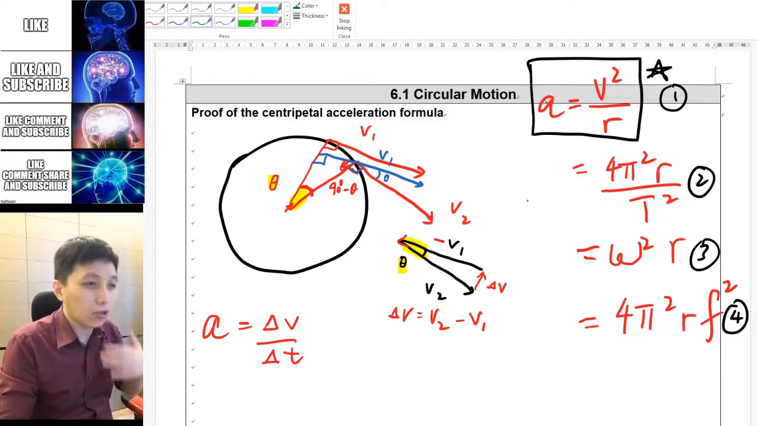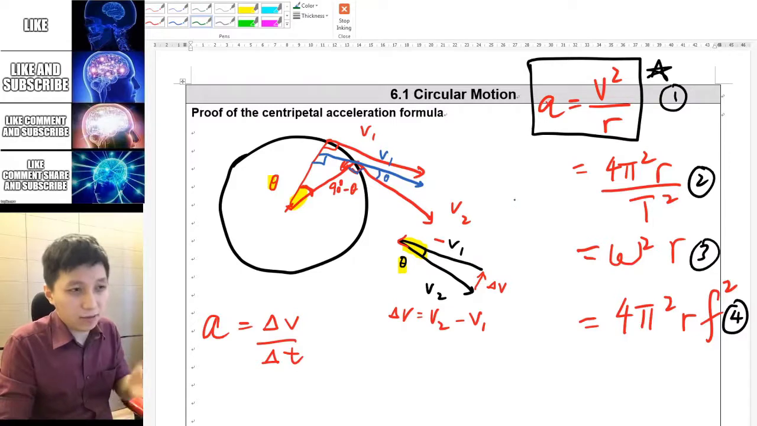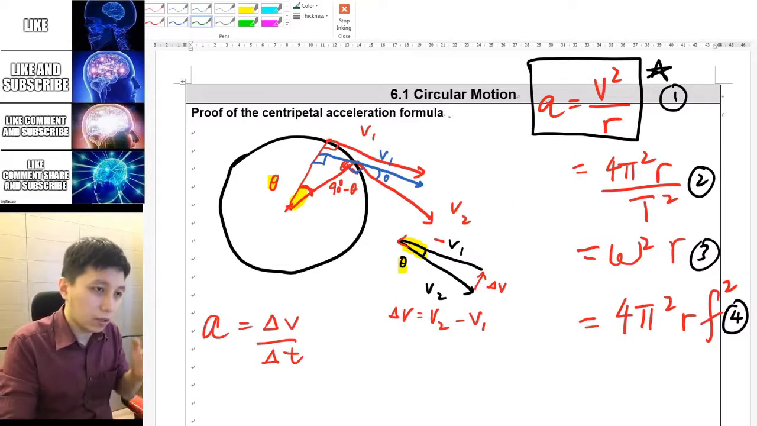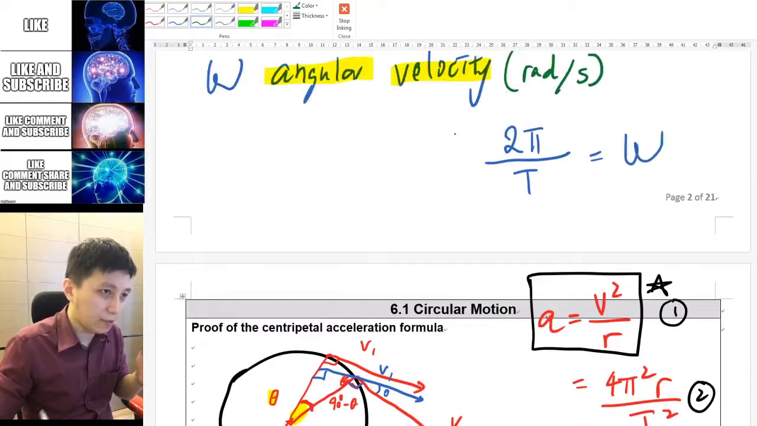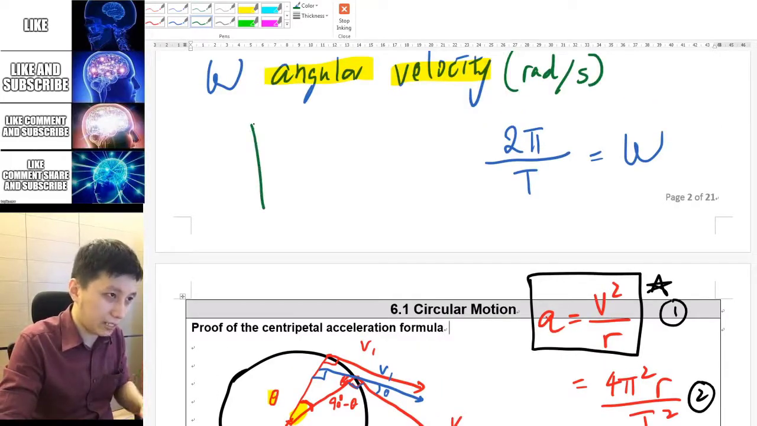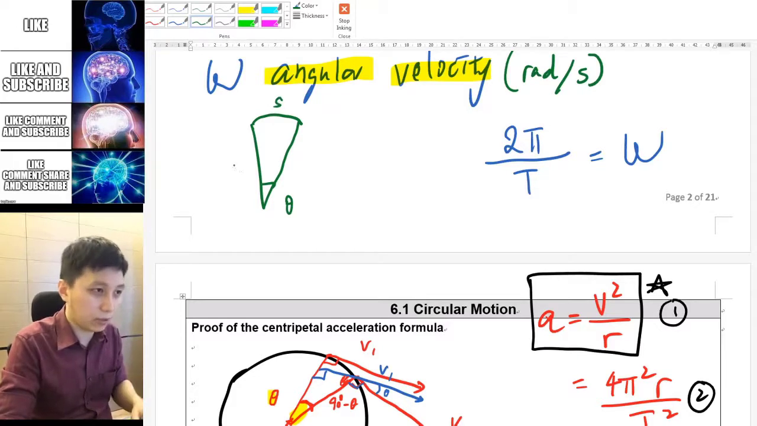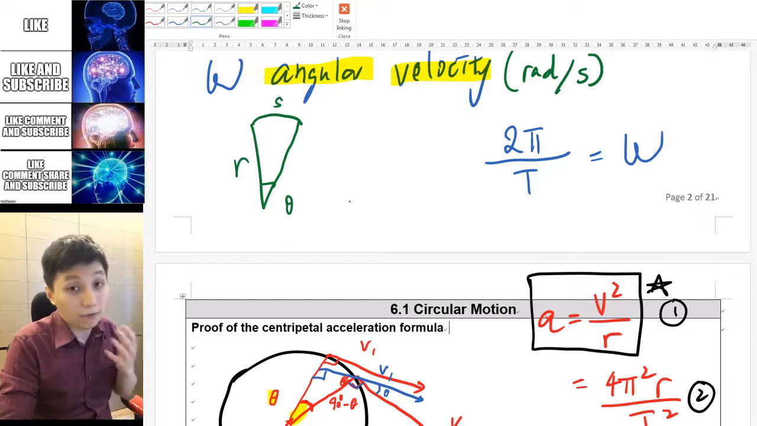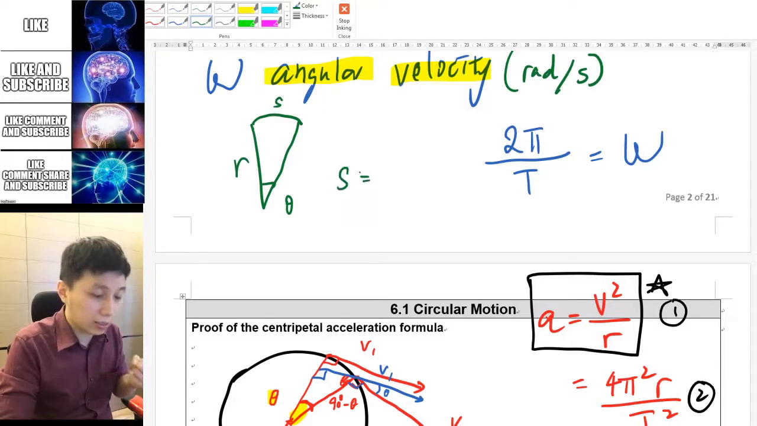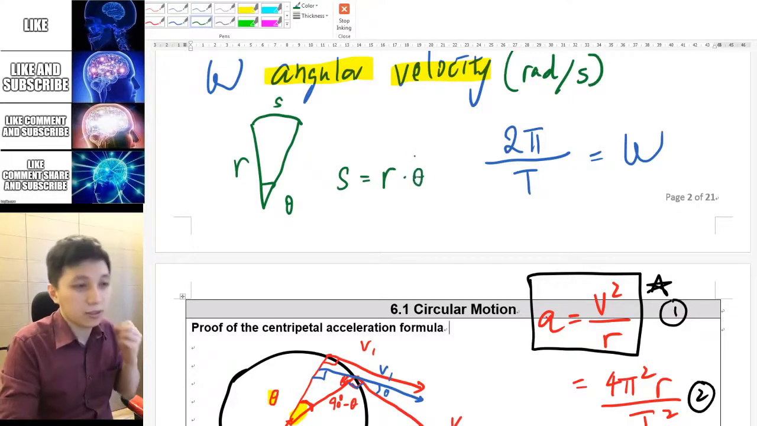In this case, we are also using radians for the angle unit. If you can recall, there was one thing you learned in maths: if you have a segment of a circle with theta as the angle, this is the arc length s, and this is the radius r, then you have the equation s, the arc length, equals r times the angle theta in radians.